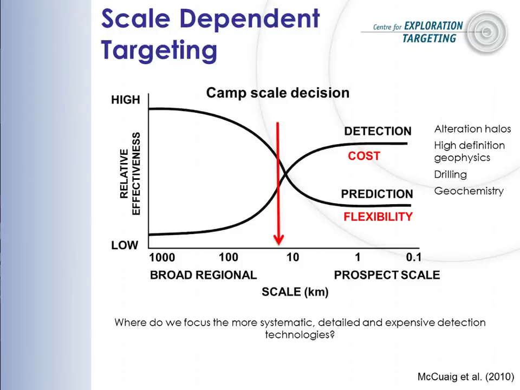Whereas when you're actually worried about regional targeting, you have no detection methodology. For example, at the scale of the Yilgarn Craton, right, or the scale of the Superior, where's the next gold deposit? Well, I have no detection technology at that scale that I can systematically apply across an entire Craton like that. Now, this is the important point. It's when your flexibility goes way down and your costs start to come way up.